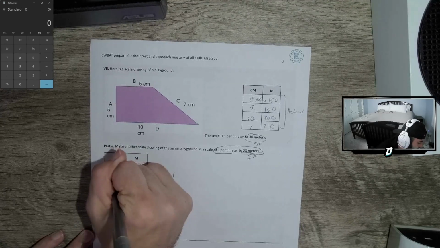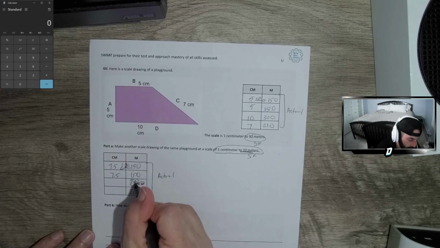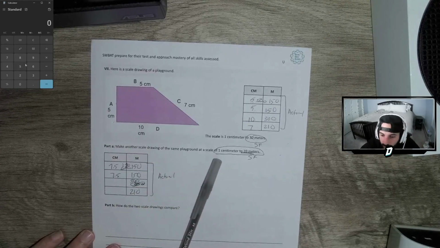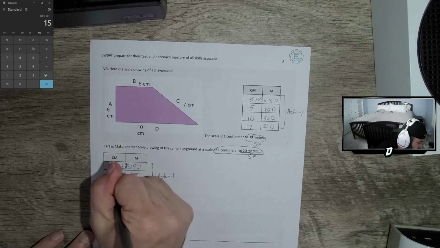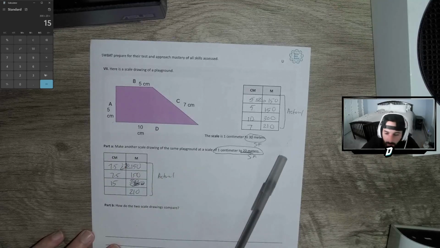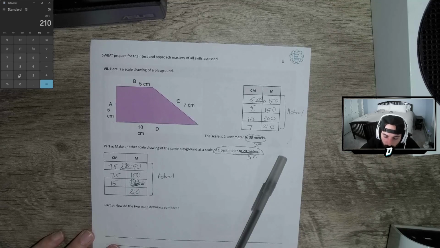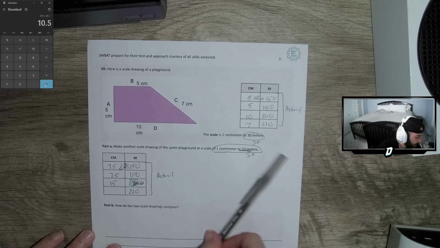And so I would do that for each one. 150 divided by 20 is 7 5/10. 300 divided by 20, maybe I do that on my calculator, is 15. And then 210 divided by 20 is 10 and a half.